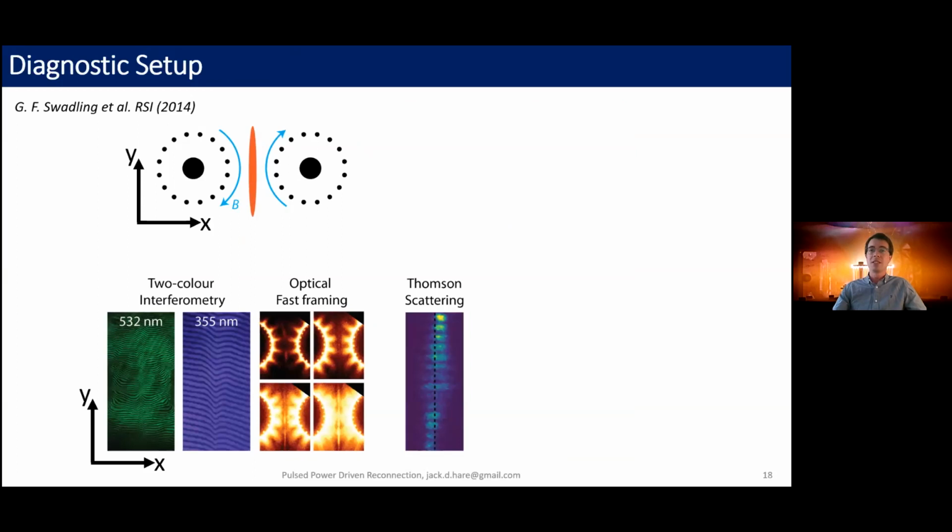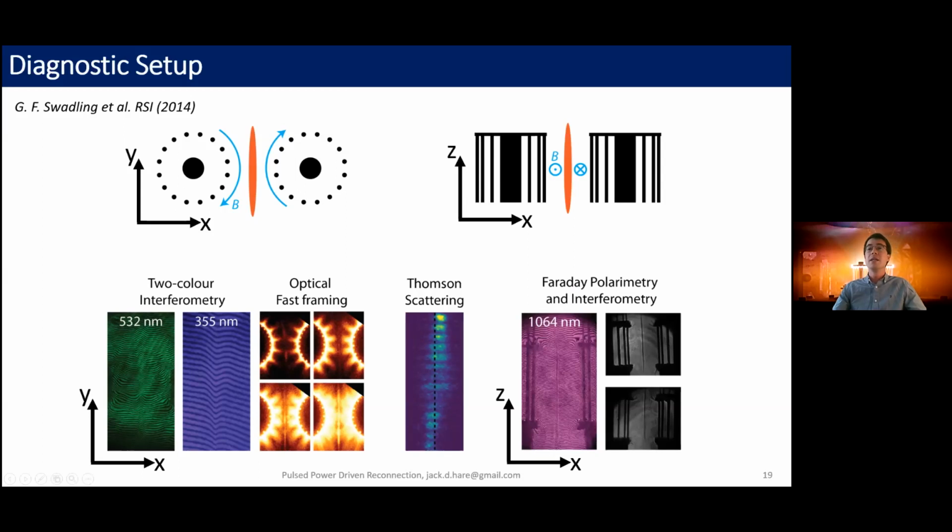We use a focused laser beam to perform collective Thomson scattering of the ion feature at multiple spatial locations, which gives us spatially resolved profiles of the flow velocity and the electron and ion temperatures. And finally, we use a side-on probing system, so the magnetic fields point into and out of the page. And here we have a two-channel polarimeter with an inline interferometer. This enables us to make maps of the reconnecting magnetic field.